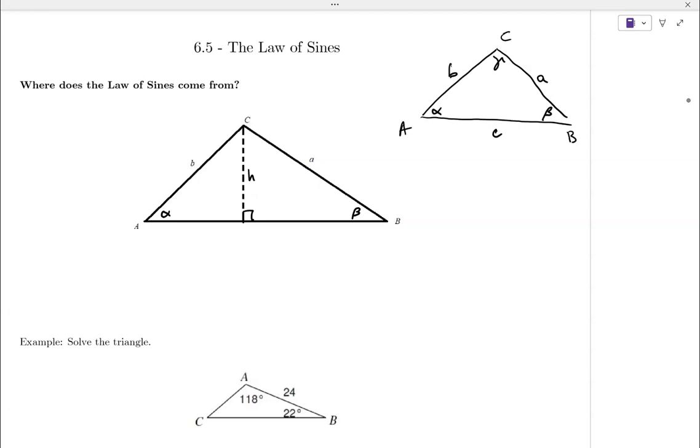What do we have? Sine of alpha equals H over B. Good.